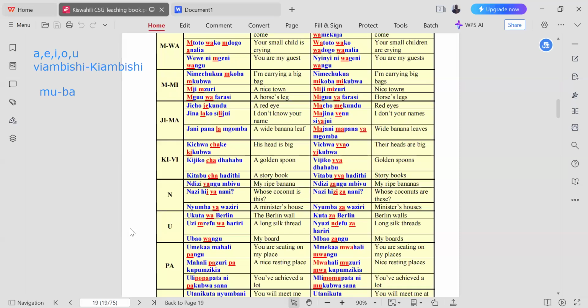So here is where the words are composed of a consonant and a vowel syllable, both in singular and in plural. For example, jina. Jina becomes majina. So that's how sometimes they change. Like in jicho, this structure is a bit complex, but we'll learn it later. You see in the first example where we have jicho, the plural is macho. So jicho jekundu, and it's macho mekundu. So the J has been replaced by ma.